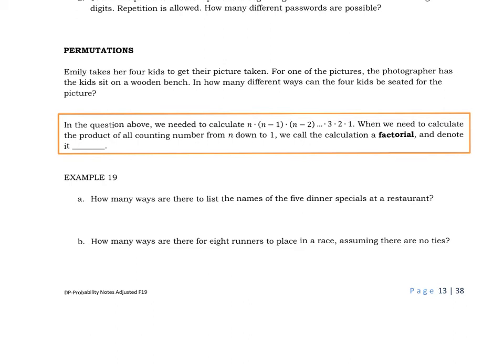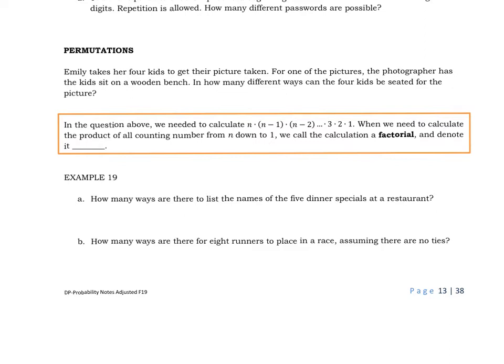Okay, another counting technique is the use of permutations. So Emily takes her 4 kids to get their picture taken. For one of the pictures, the photographer has the kids sit on a wooden bench. And the question is, how many different ways can the 4 kids be seated for the picture?